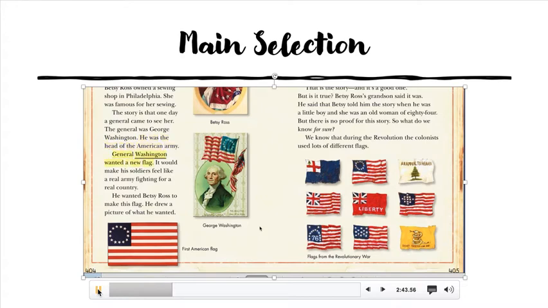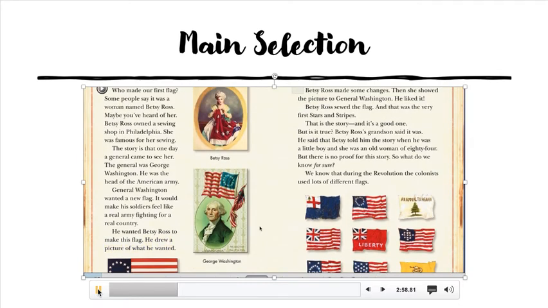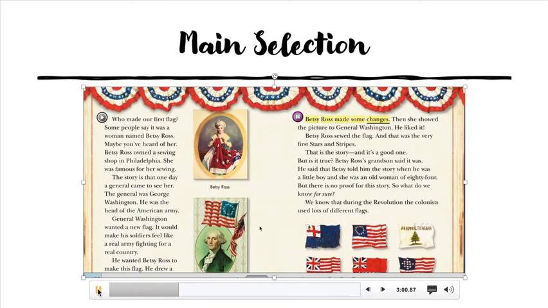General Washington wanted a new flag. It would make his soldiers feel like a real army, fighting for a real country. He wanted Betsy Ross to make this flag. He drew a picture of what he wanted. Betsy Ross made some changes. Then she showed the picture to General Washington. He liked it. Betsy Ross sewed the flag, and that was the very first Stars and Stripes.